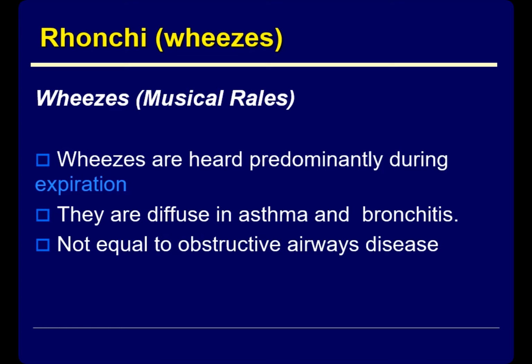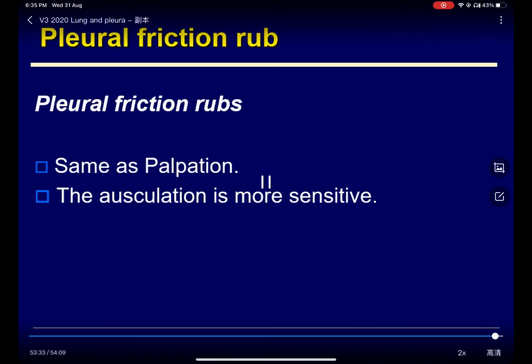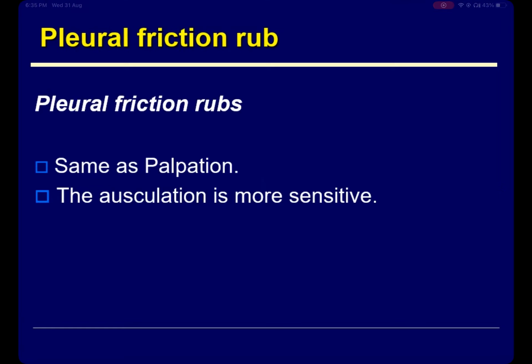Auscultatory wheezes imply the presence of slit-like openings through which a critical velocity of gas is passing. When wheezes are local, one must consider external compression of an airway, enlarged lymph nodes, and tumors. Diffuse wheezing is present in inflammatory processes, such as bronchitis, both acute or chronic, and in contraction of hypertrophied bronchial smooth muscle as seen in asthma. It's not equal to obstructive airway disease. The assessment of the pleural friction rub is the same as palpation, but the auscultation is more sensitive.